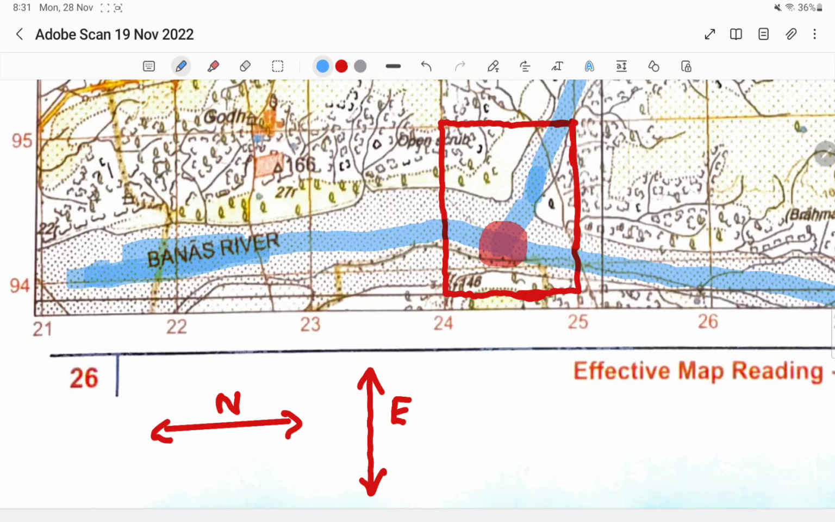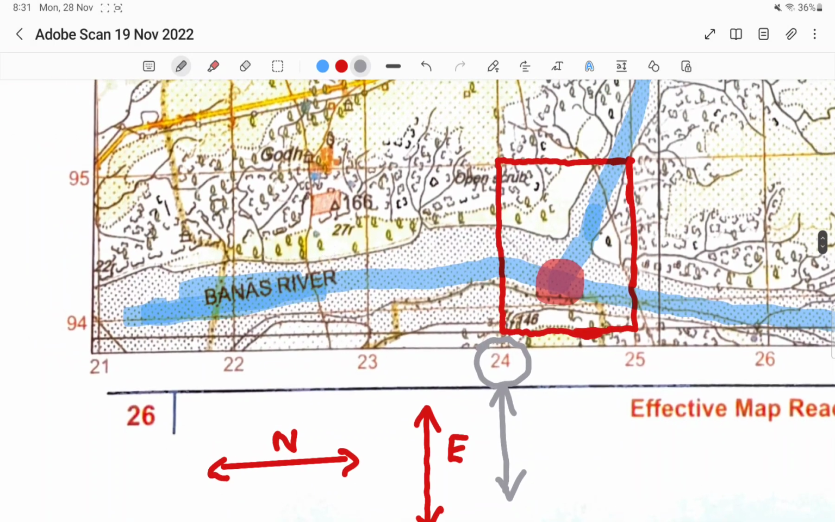From the figure you can see that this easting, the lines running from top to bottom, is 24 for this particular grid square, and the northings are 94. So now as you can see, this is 94, so this will be the particular grid square, the point of intersection.